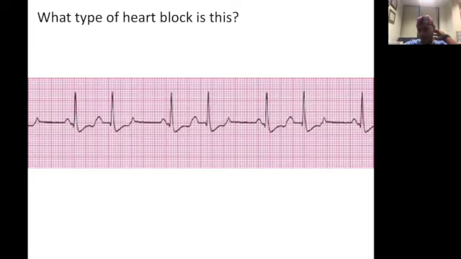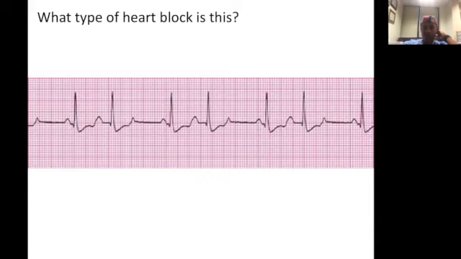There is an absent QRS complex. Correct. So for example, this P wave does not have a QRS complex. You're right. That's correct. And again, this P wave does not have a QRS. What else do you see?